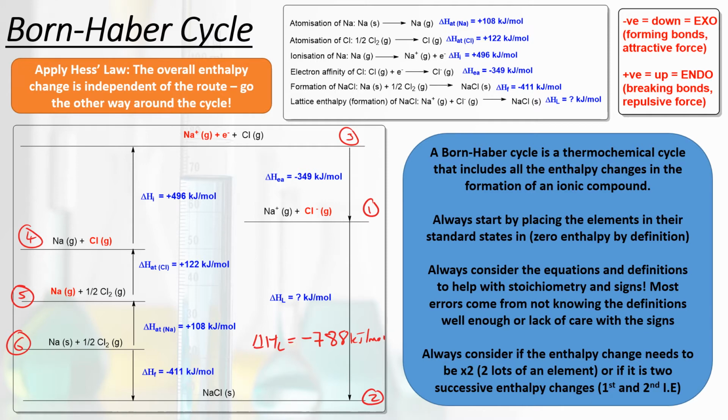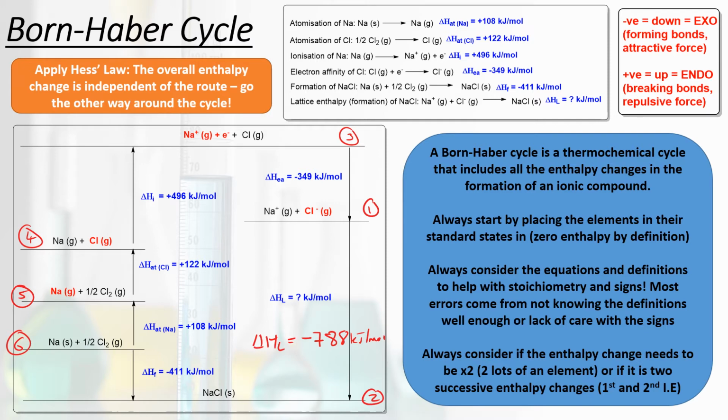So the way to start off by doing this is to always start by putting the elements in their standard states in first. That's our 0 point by definition. We said that our elements in their standard states have enthalpies of 0 by definition. So if we think about sodium chloride, what's our elements in their standard states? Well, it's sodium as a solid and it's chlorine as a gas, but remember in the standard state it's Cl2.